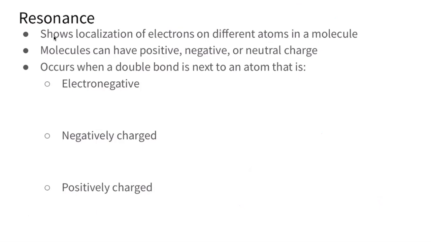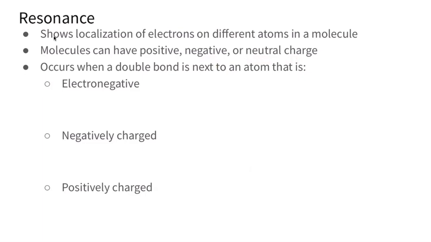And as we will also talk about a lot this summer, atoms really love stability. So to increase the stability of the molecule, they can pass that negative charge or that positive charge around the atoms in certain circumstances. It's important to note that molecules that have resonance can have a positive charge or a negative charge, like I was mentioning, or they could even have a neutral charge.